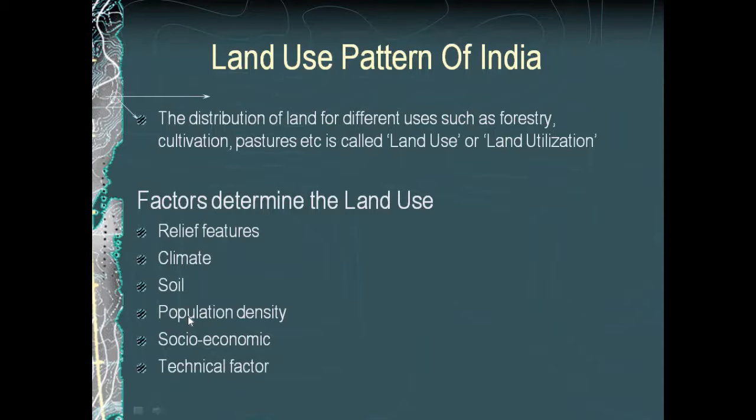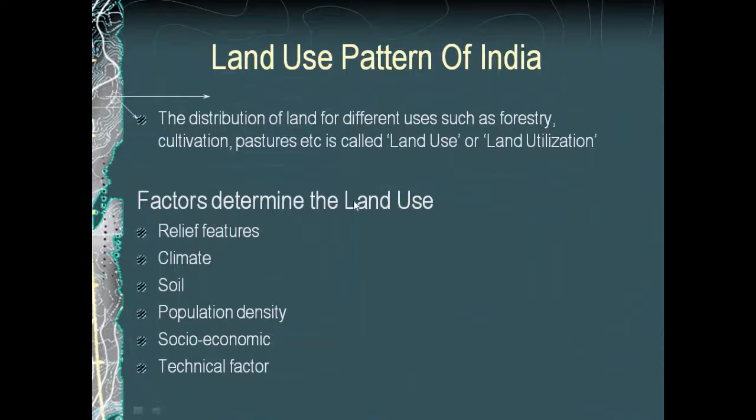In that, first one, land use pattern of India. The distribution of land for different uses such as forestry, cultivation, pastures, etc. is called land use or land utilization. So we can see different types of lands here, especially some areas covered with forest. Some we are using for cultivation. Some are pasture lands, grazing lands. So these different types are called land use or land utilization, depending upon for what purpose we are using the land.